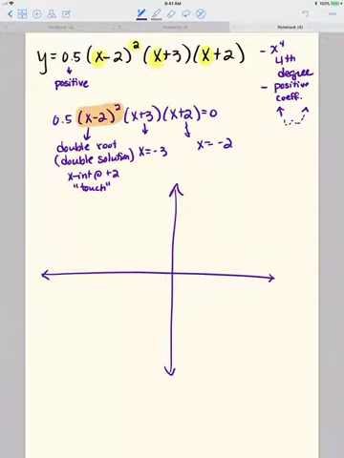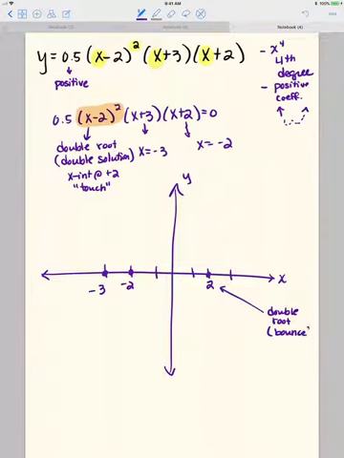So we've got here's our x-axis, y-axis. We've got a 0 at negative 2. We've got a 0 at negative 3. And then at positive 2, that is where we need to indicate that it is a double root or double solution, and it needs to just bounce and touch that x-axis and come back most likely up.